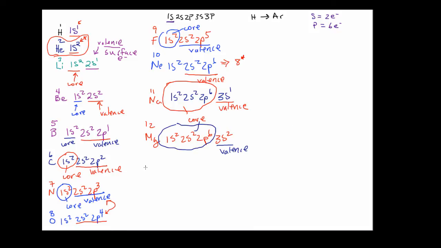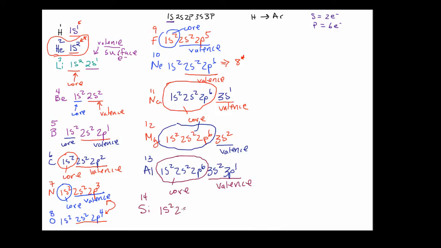All right, next element to the right, aluminum, 13. 1s2, 2s2, 2p6, 3s2, 3p1. Here's my outer valence. All right, here's my core. Okay, next element to the right, silicon. Atomic number 14. Right, this guy is right underneath carbon. Okay, configuration 1s2, 2s2, 2p6, 3s2, 3p2. All right, valence. Core. The core is not involved in chemical reactions, only the valence.